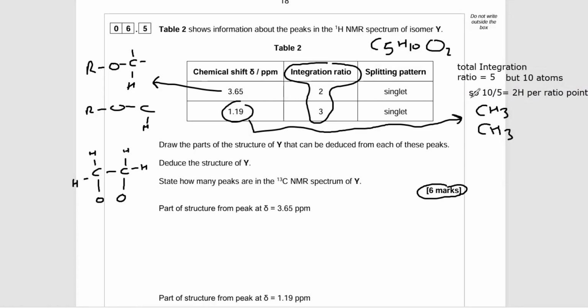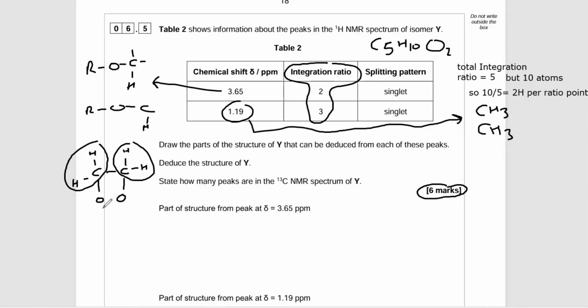If the chemical shift is CH3, I've got 2 CH3 groups. So I've essentially worked out all my stuff. I've got 2 CH2s because of the integration ratio of 2. And then I've got 2 CH3 groups because that has 6 hydrogens, and we worked out 2 hydrogens per integration ratio point because there's a total of 5. So these 2 CH3 groups must be connected because they're part of the same hydrogen environment. So I need to connect all of this stuff up.